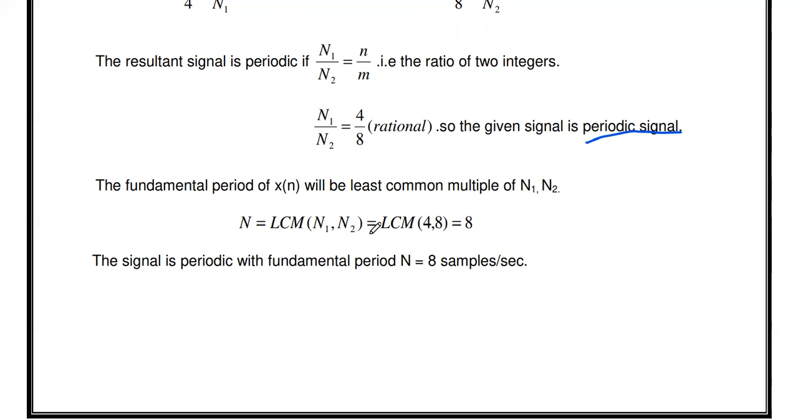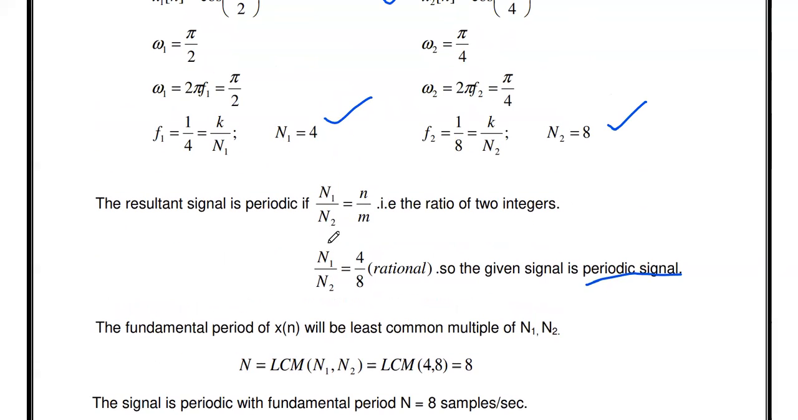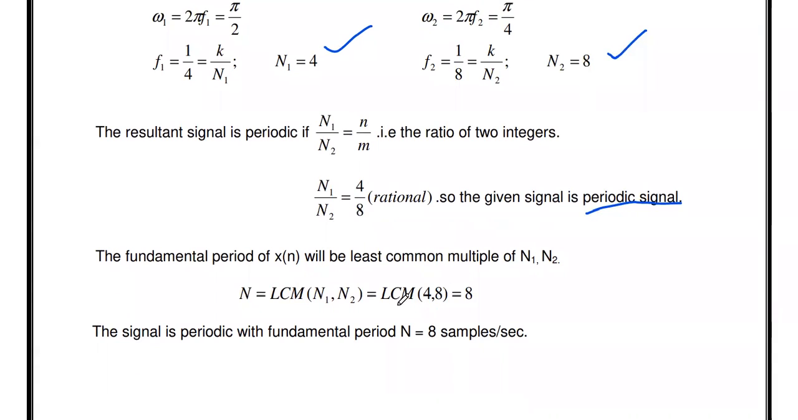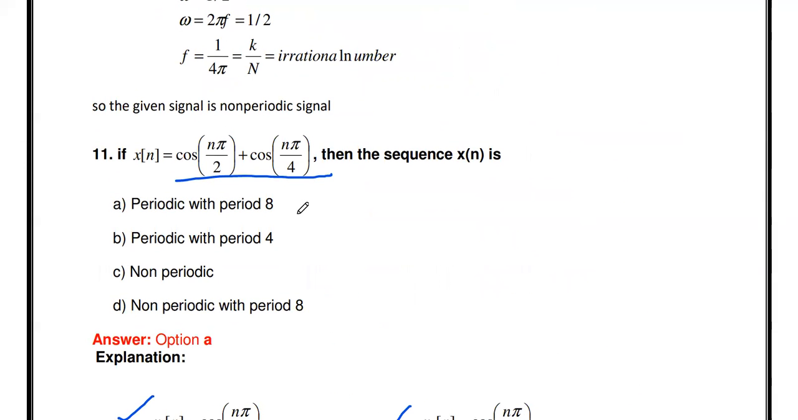What is N1? N1 is 4, N2 is 8. If we take the LCM of 4 and 8, we get the answer 8. So 8 is the fundamental period. That's why the answer is periodic with a period of 8 samples per second. So A is the answer. In this way we have to follow. If it is the addition of two signals or multiplication of two signals, we can follow the same procedure.